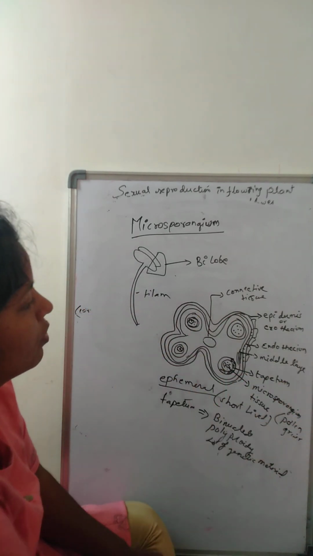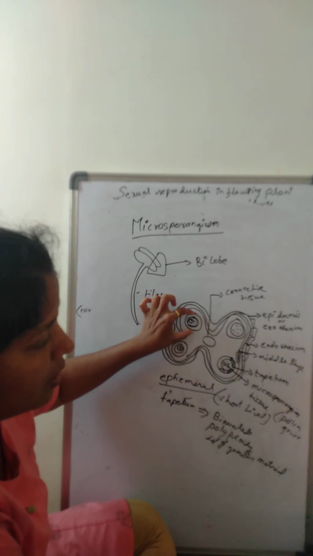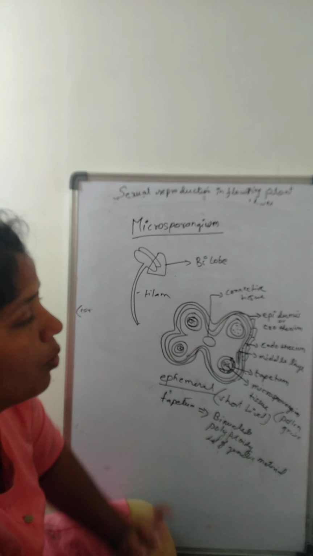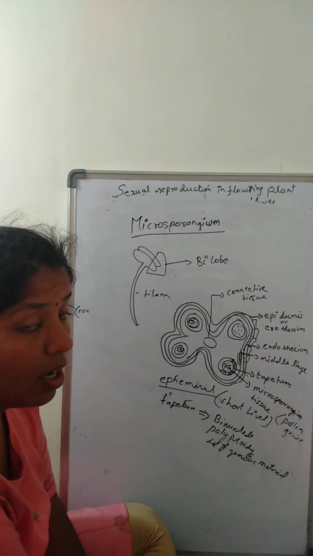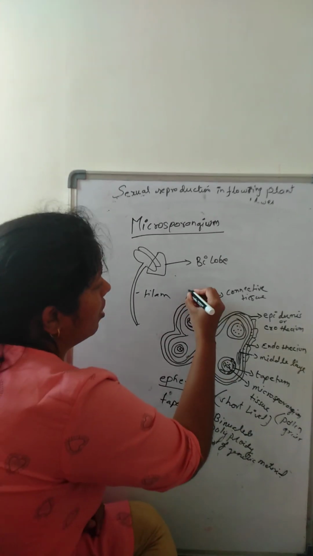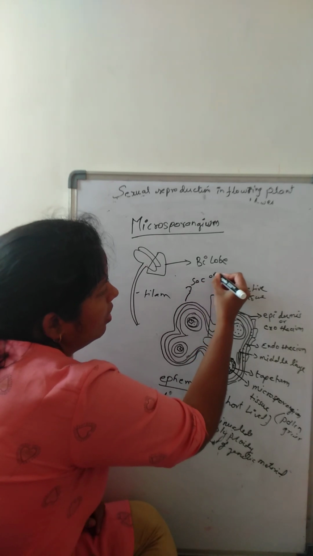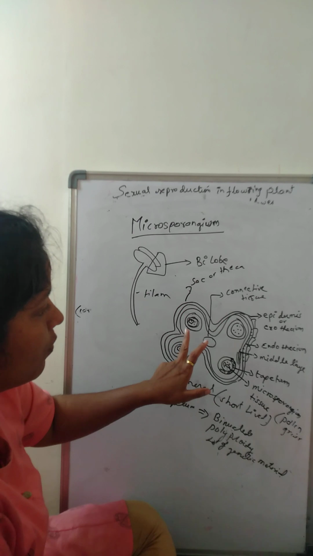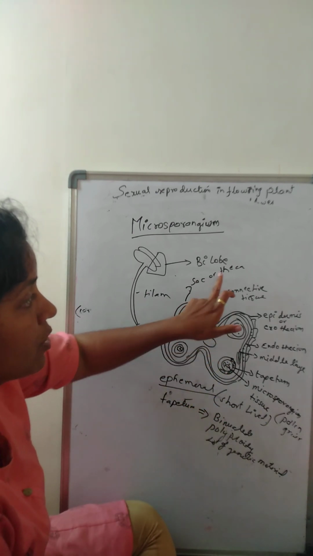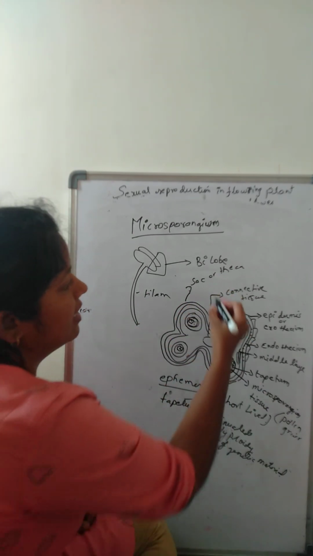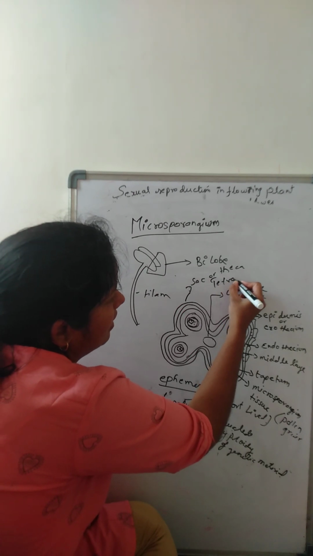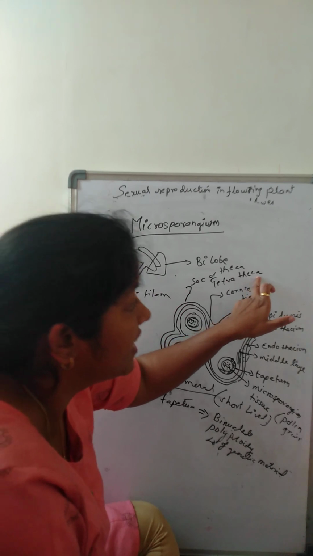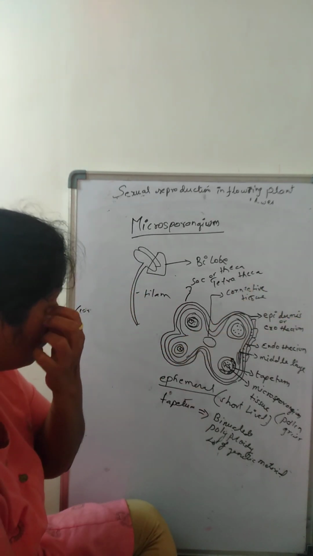Now one more point I forgot to tell you. See, this is one lobe and this is another lobe. This is the third lobe and the fourth. The lobe is known as a sac or theca. Understand? So how many theca are there? 1, 2, 3, 4. So it is tetrathecous. Understand everyone?